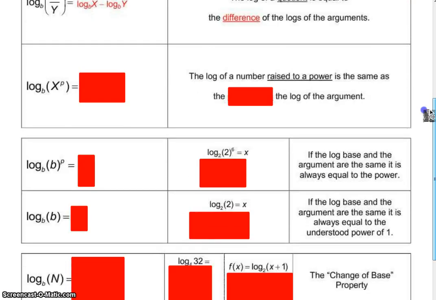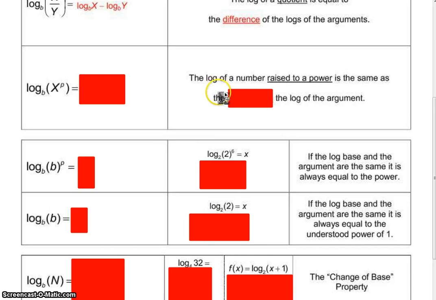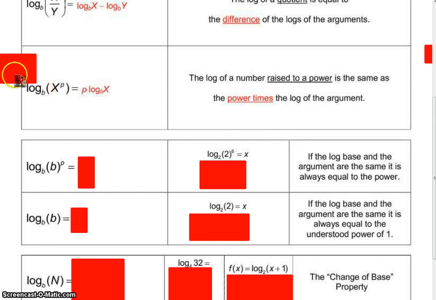Looking at log base b of x to the p, this is the log of a number raised to a power, and it is going to be the same as the power times the log of the argument. So your power goes to the beginning of the whole thing, and it becomes p times log base b of x.